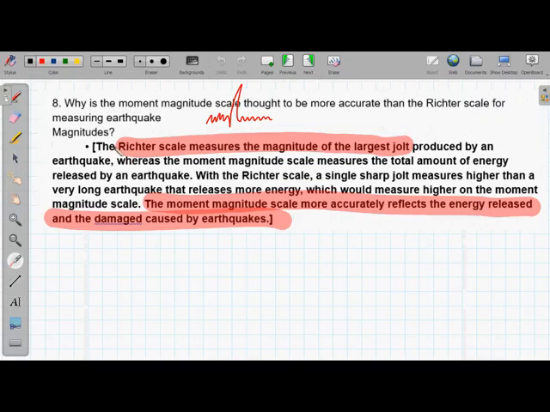All right. Why is the moment magnitude scale thought to be more accurate than the Richter scale? The Richter scale only measures the magnitude of the largest jolts. So like earthquake, earthquake, earthquake, big rumble, earthquake, earthquake, earthquake. All of this earthquake is ignored on the Richter scale, and only this is considered. On the moment magnitude scale, you're looking at all of the energy release, not just the biggest spike.